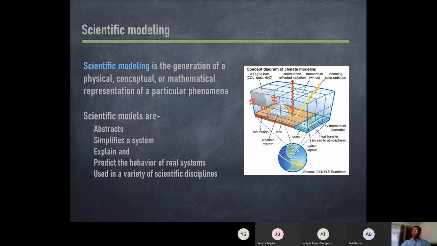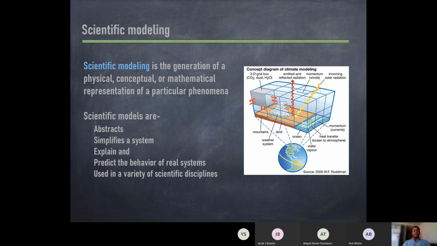Scientists and engineers, people like you and me, can represent these phenomena physically, conceptually, or mathematically. So what are scientific models? They are abstract, of course, they are not real. They simplify the system and explain and predict the behavior of natural real systems, and they are used in a variety of scientific disciplines.